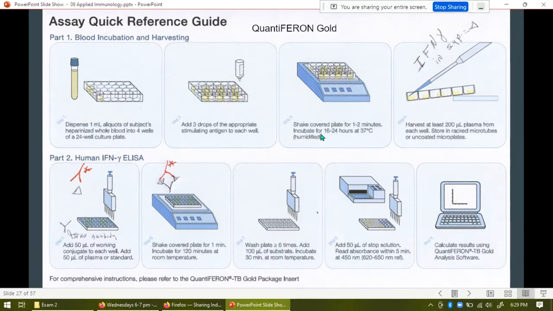In that time, interferon gamma may be produced, depending on whether the person has been exposed to tuberculosis or not. If they have been exposed, interferon gamma is going to be produced within 16 hours by the memory Th1 cells. Remember, they're very rapid responders. So what you do after you shake and incubate is you harvest, you suck up the supernatant from the plasma in each well, and then you store that supernatant in racked microtubes or uncoated microplates.